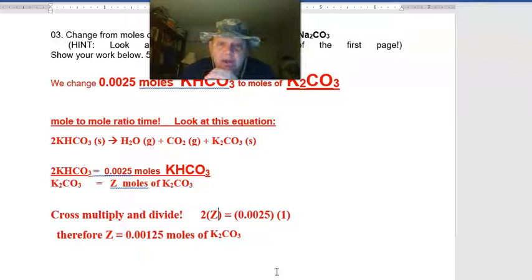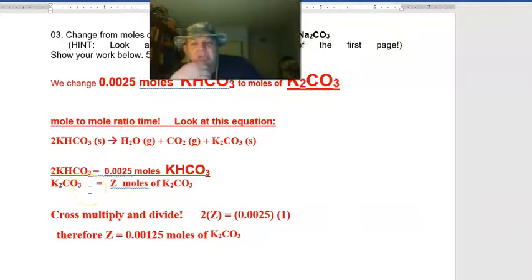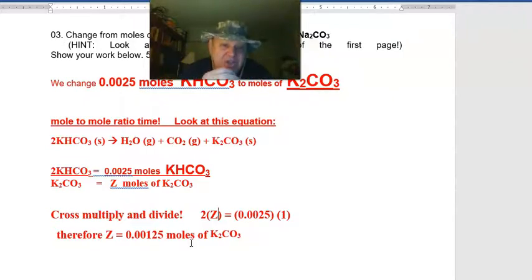And what we got here, Z is equal to 0.00125 moles of K2CO3. But it's not the same number of moles as the original thing. You're right. It's half, because there's 2 of these KHCO3s to 1 of these K2CO3s. So that's why this is going to be 1/2 of it, and that's why you got an even smaller number of moles. Okay, so now we know the moles of our product, K2CO3, potassium carbonate.